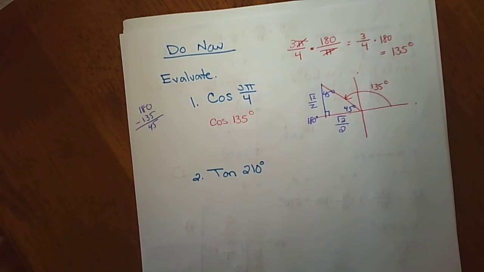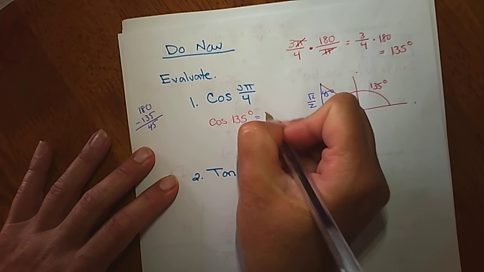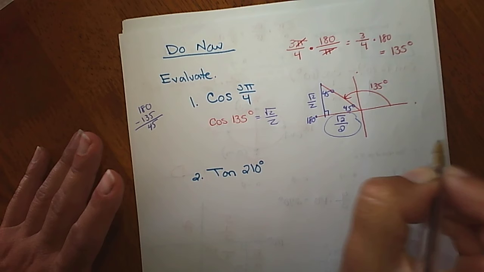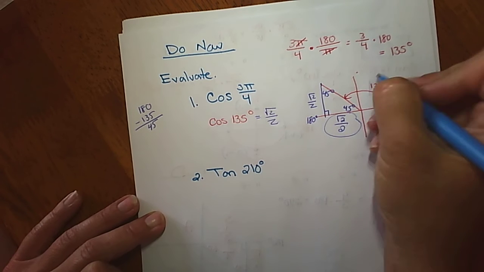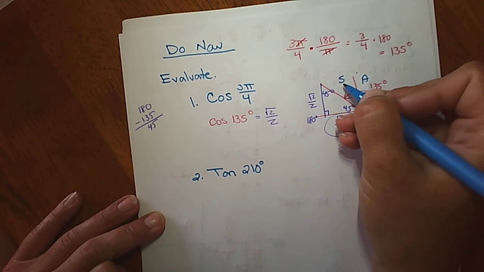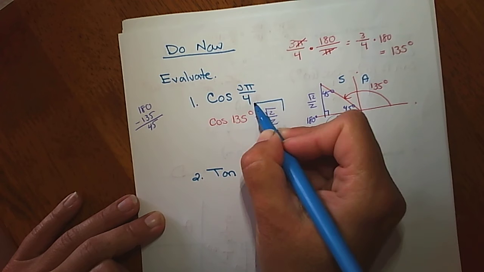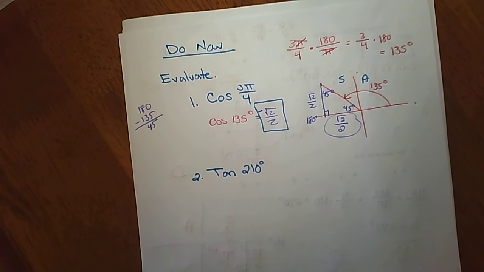All right, now, cosine. Cosine is always what's on the x-axis. So right here, that's going to be radical 2 over 2. But you have to make sure you do A, S, T, C. This triangle's in the S quadrant. What does that make cosine? It means this answer has to be negative. And that's the answer to the first one.